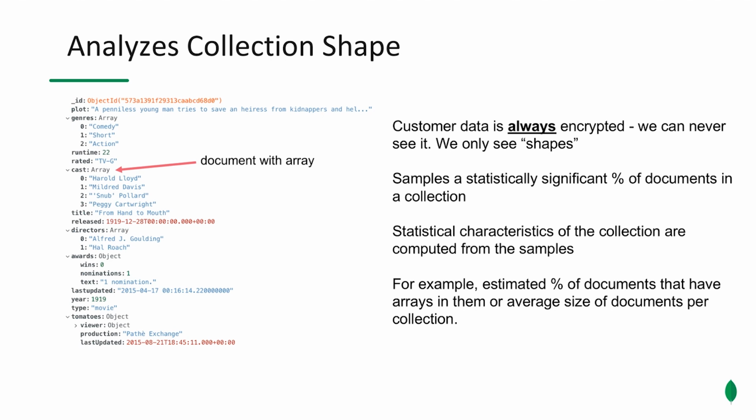So in this particular example, you see, this particular document has an array. It has a subdocument called awards, multiple subdocuments. It has around 10 top-level fields, etc. So these are the type of statistics that we would be collecting by analyzing a sample from each collection.